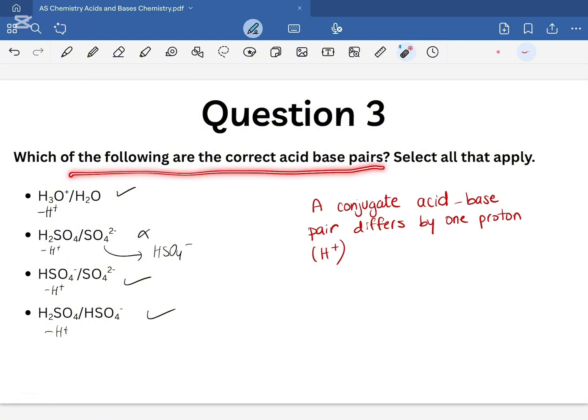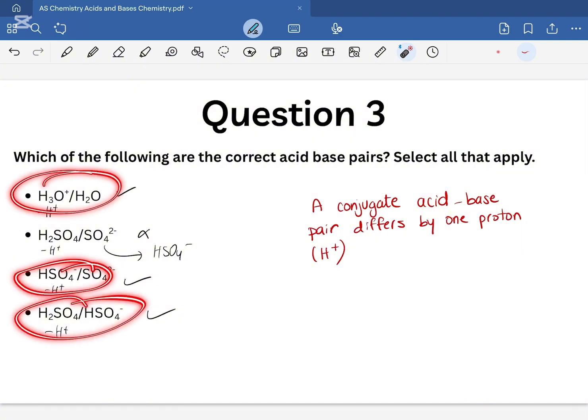Which of the following are the correct acid-base pairs? Select the ones that apply. If we remove an H plus from H3O plus, we're going to get H2O. This is correct. If we remove H plus, we're going to get HSO4 minus, not SO4 2 minus. This is incorrect. This is correct. If we remove H plus from HSO4 minus, we will get SO4 2 minus. If we remove H plus from H2SO4, we're going to get the HSO4 minus. So these are the correct options.